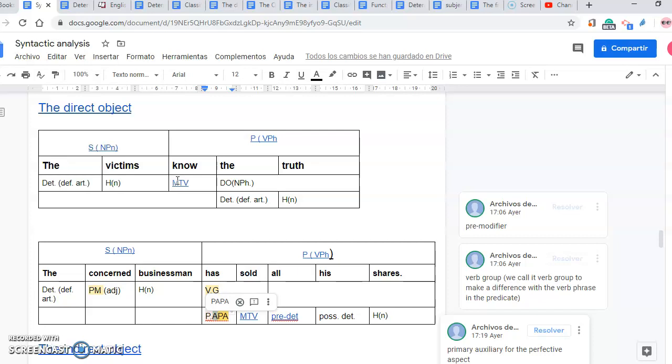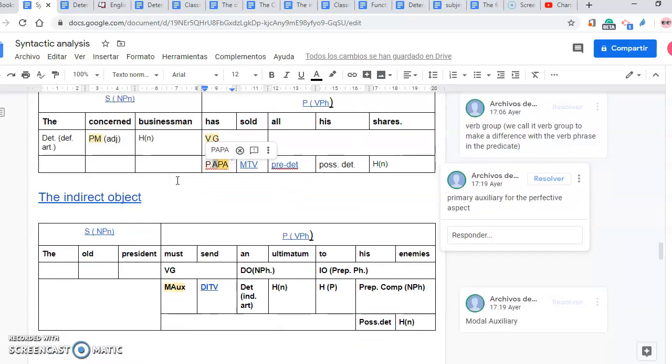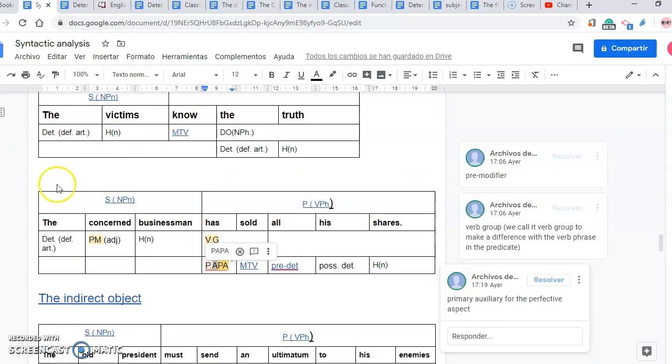The truth is a phrase, so the function is direct object. The category is noun phrase. Let's dissect this noun phrase. The is a determiner, definite article, and truth is the head noun. Head is the function, noun is the category. Let's look at the next sentence that we have here. Subject, the concerned businessman. Predicate, has sold all his shares.